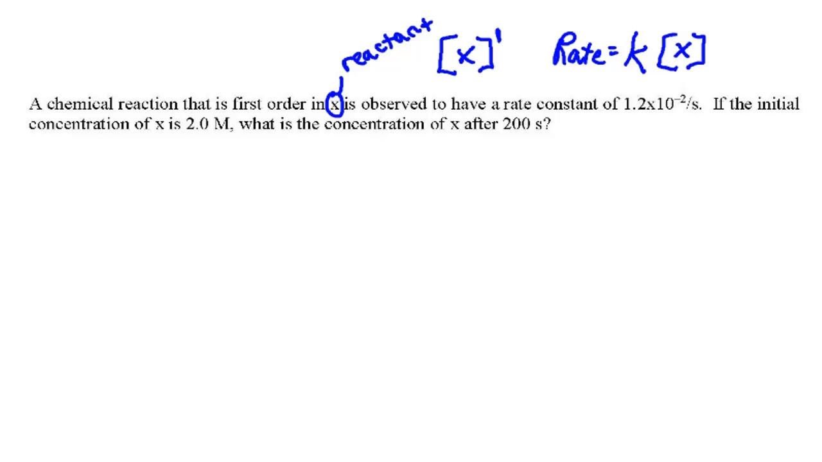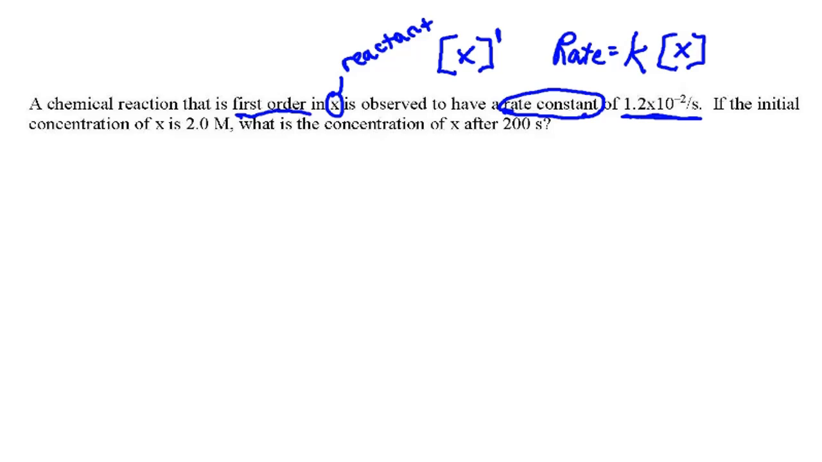So the rate is going to equal the rate constant K times the concentration of X. And you notice I didn't put the little 1 up there just because it's implied. It's an invisible 1. So let's go back to the question. A chemical reaction that is first order in X is observed to have a rate constant of 1.2 times 10 to the negative 2 per second.